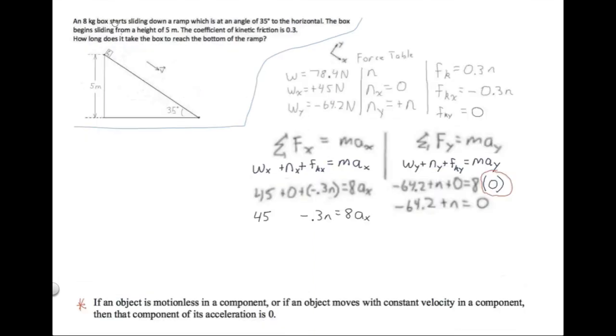Now let's set up our Newton's second law equations. The box is moving parallel to the ramp in the x component. The box has no motion perpendicular to the ramp. The box is motionless in the y component, so we can substitute 0 for a sub y. Now that we've finished setting up our Newton's second law equations, I think this is a good point in our solution to shift gears and set up our kinematics problem-solving framework.